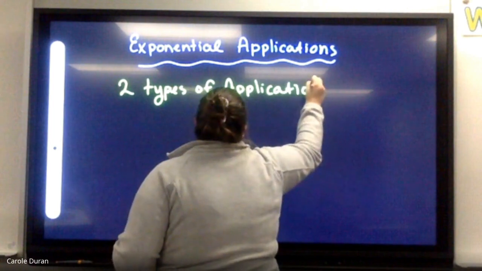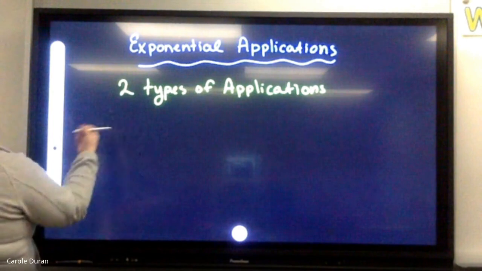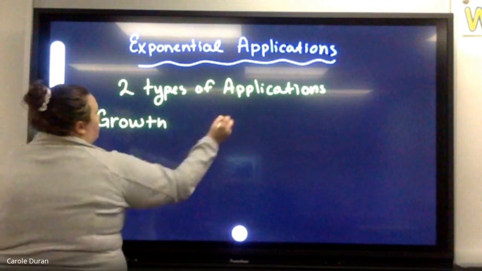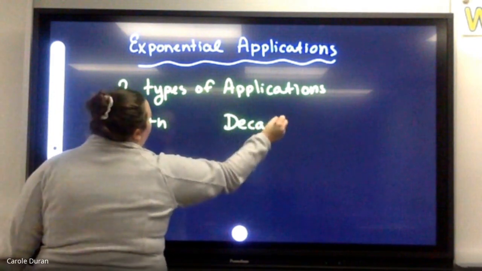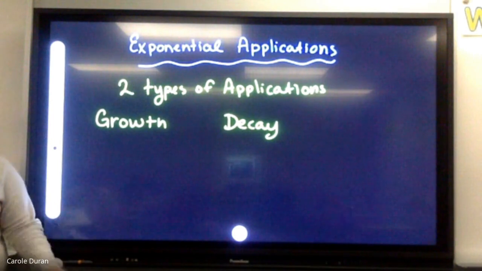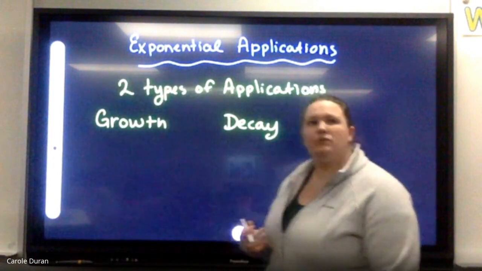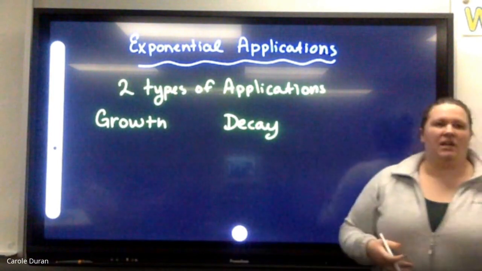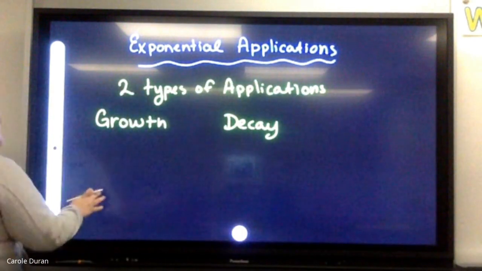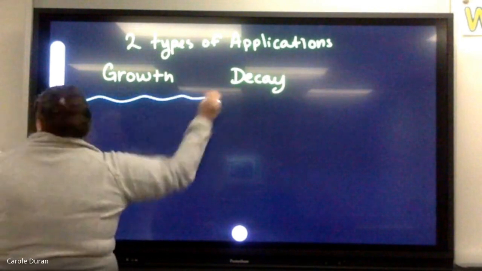Okay, so when we are talking about exponential applications, there are two types. There is exponential growth, and there is decay. Growth is when something is getting larger as time passes. Decay is where something is getting smaller as time passes. We're always starting with a principal amount, and then it's either growing or getting smaller from there. A few applications are the most common. These usually are rooted in finance, so interest accruing on bank accounts.